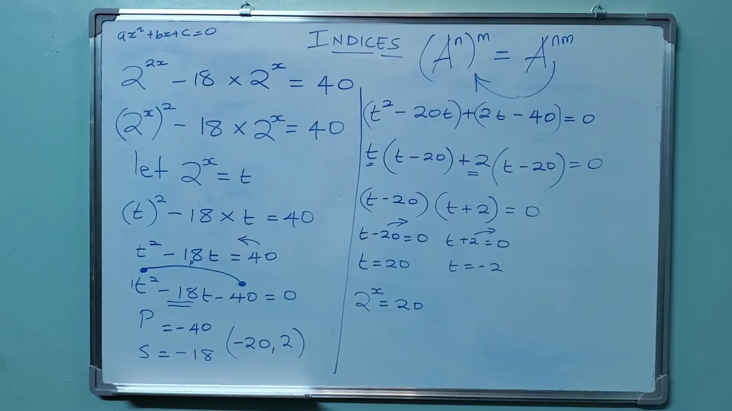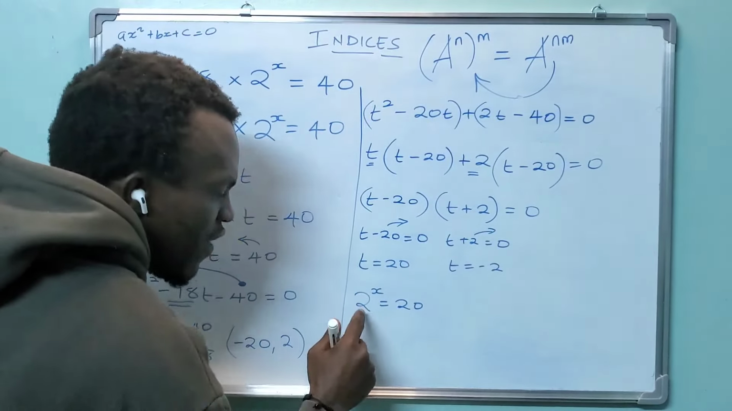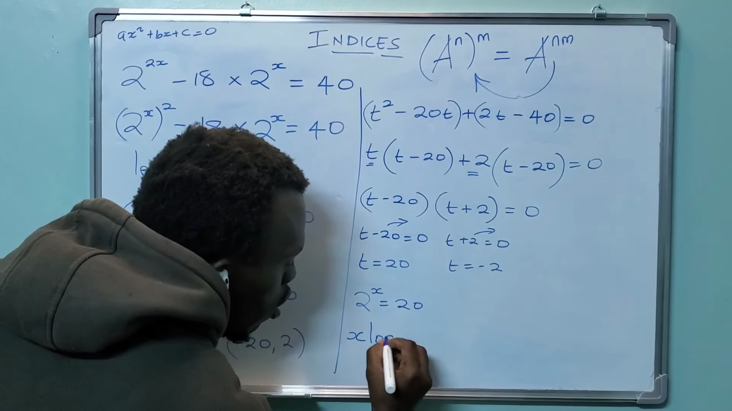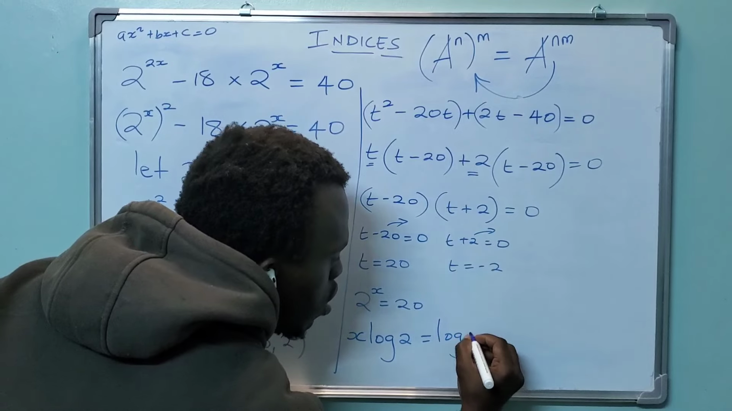You are going to apply logarithm. Now, this is a rule that you have to know. Whenever you cannot make the two values into the same base and it is at the end of it, we usually introduce logarithm. So for this one, we are going to get the log of 2. So I'm going to have here x log 2 equals log 20.